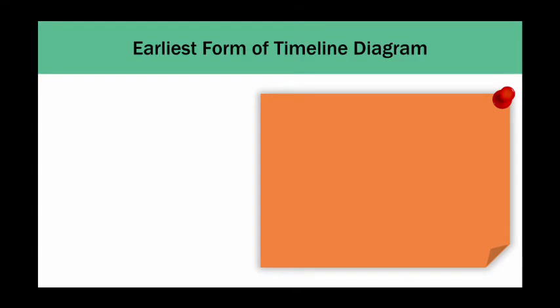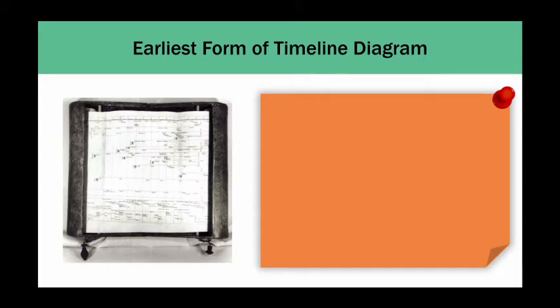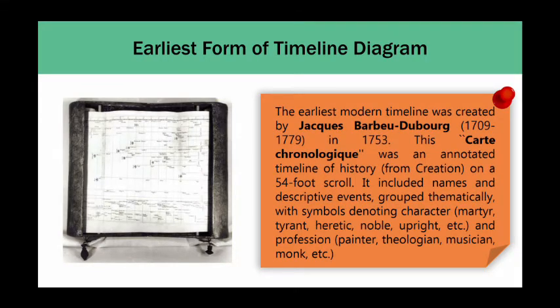Here are some examples of the earliest forms of timeline diagram. The earliest form of timeline diagram was created by Jacques Barbeau Dubourg in 1753. It was annotated the timeline of history from creation. So he was attempting to create a timeline diagram from the creation of the world to the present in their time, and it includes names and descriptive events, grouped thematically with symbols denoting character. In the picture, it may look small, but it is a 54-foot scroll.